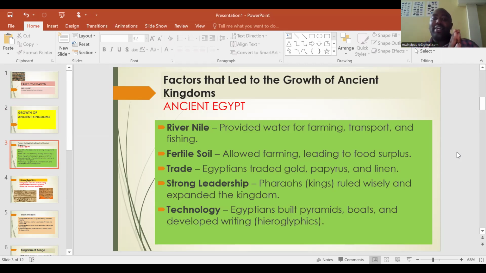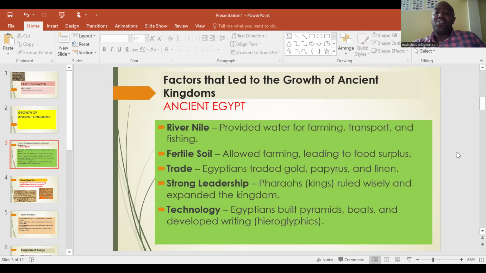Another factor that led to the growth of ancient Egypt is fertile soil. The fertile soil allowed farming, and that farming led to food surplus. The third factor is trade. Egyptians traded so many goods, amongst them gold, papyrus, and linen.